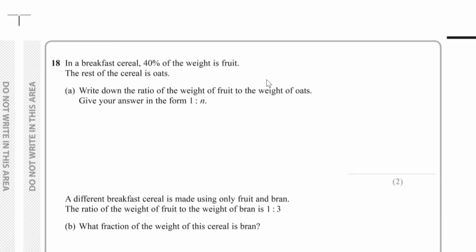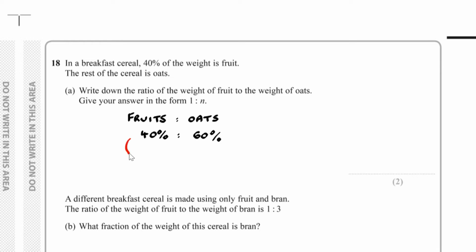Question number 18. In a breakfast cereal, 40% of its weight is fruit, the rest of the cereal is oats. You have to write down the ratio of the weight of fruit to the weight of oats. Give your answer in the form 1 to n. So, we have fruits to oats. We've got 40% fruit, which means we would have 60% oats.